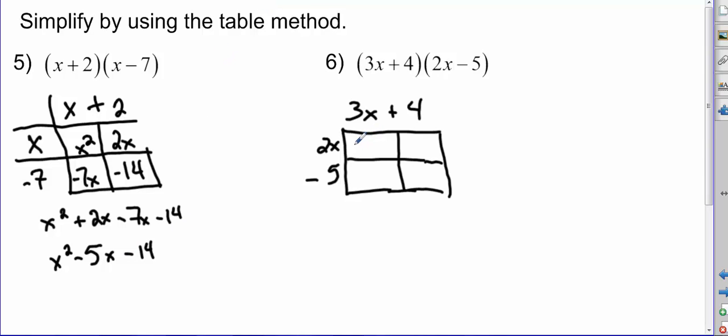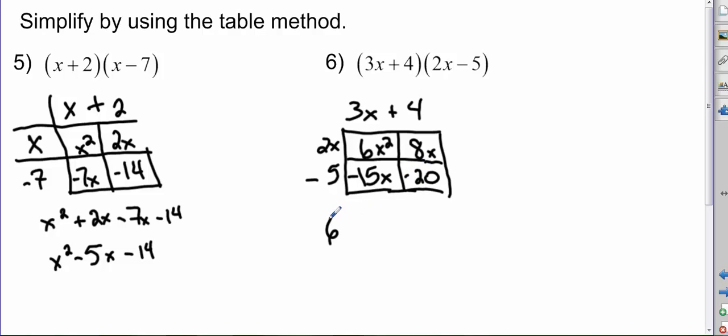For number 6, I went ahead and made our table as well. So here's what we're going to do. 3x times 2x equals 6x squared. 4 times 2x is going to equal 8x. 3x times a negative 5 is going to equal negative 15x. And then we're going to have a 4 times a negative 5, which is negative 20.